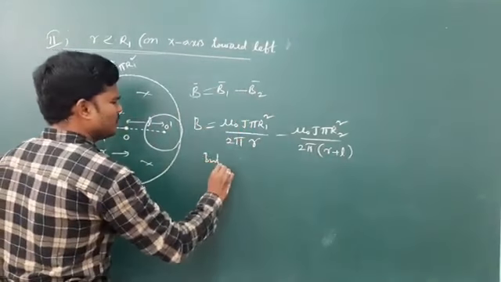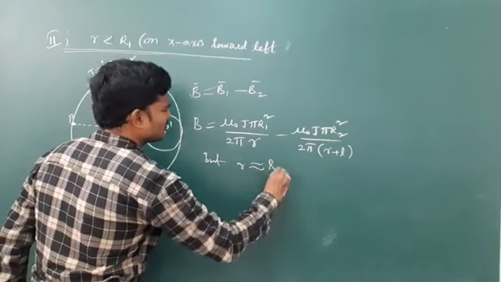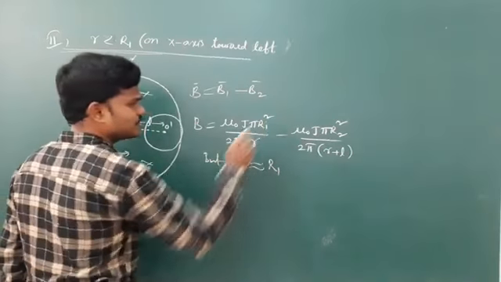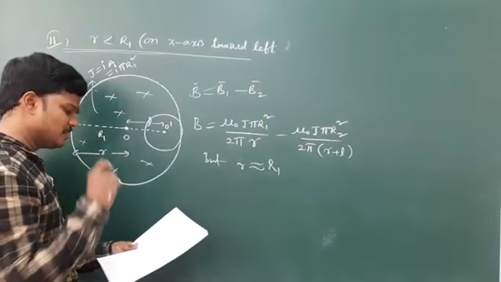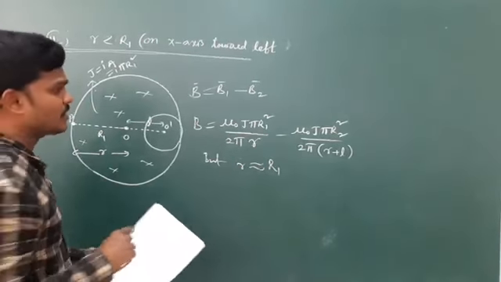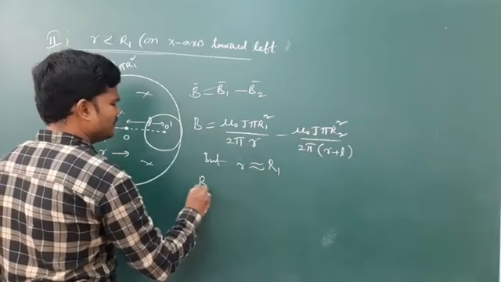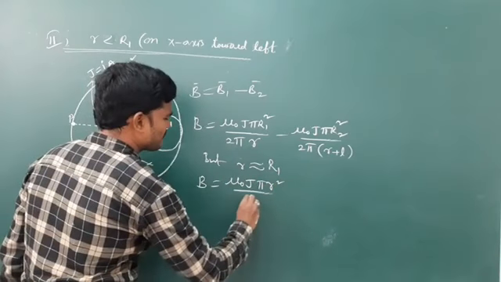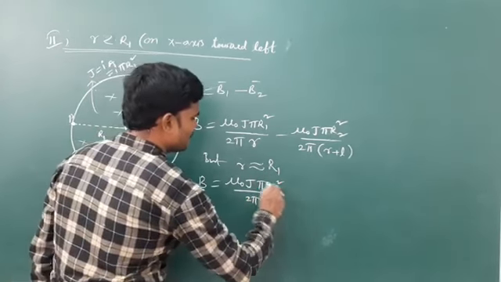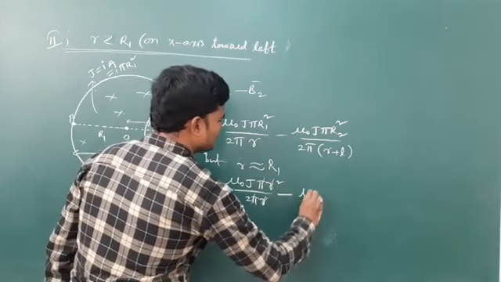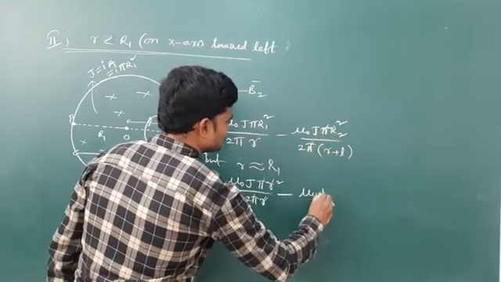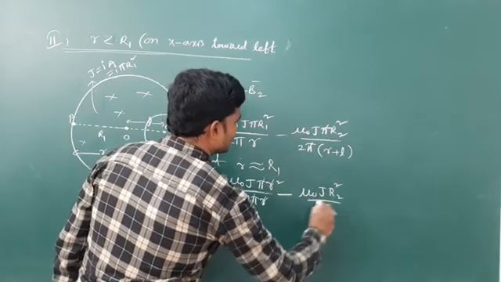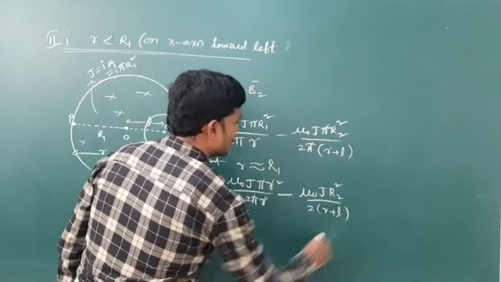But what is R? Almost closer. According to the given diagram, this R and R1 are closer. So you can write this one: R and R1 are very close, so you can treat them as one R1. Otherwise you write B is equal to mu naught J R1 square pi over 2 pi R, pi R cancelled, minus mu naught J R2 square over 2 into R plus L.